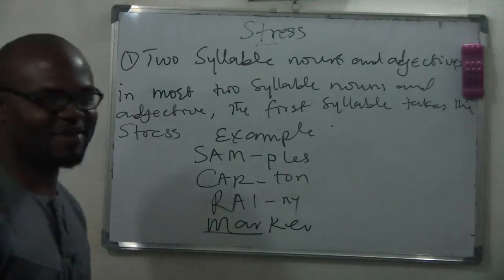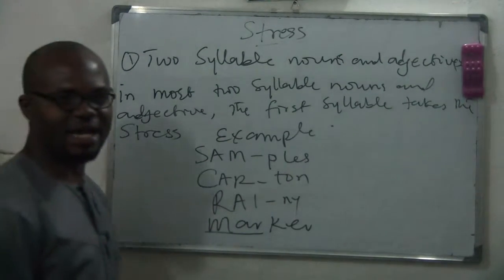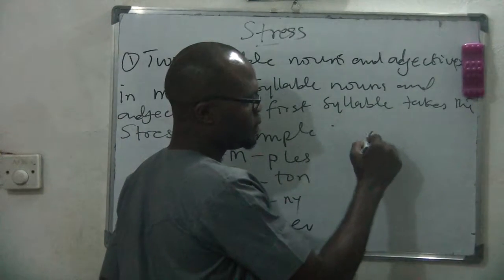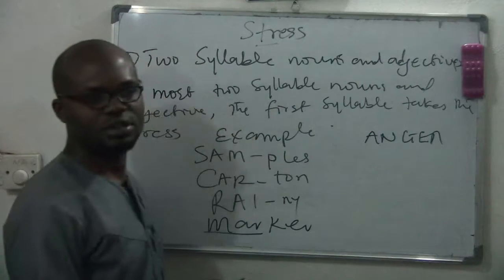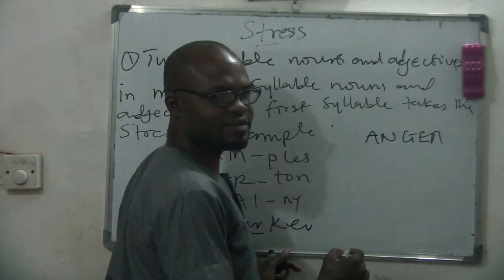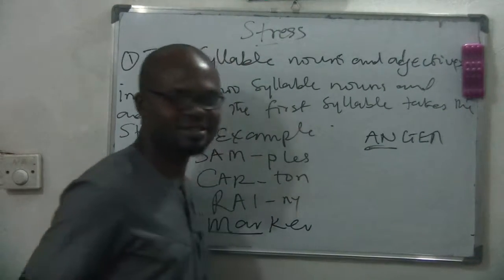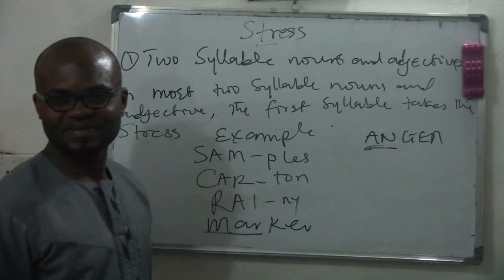Marker. Another person, give me another example. Anger. Anger is here now. Or adjective. What is anger? Noun. Anger is a noun. You understand? Yes. So where is the stress? Anger. You understand? Yes. Give me another example.